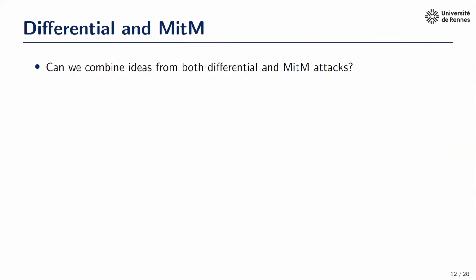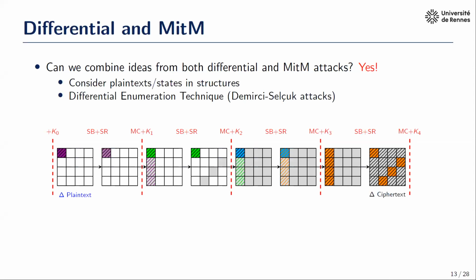So can we combine both differential attacks and meet-in-the-middle attacks? Of course, the answer is yes. And actually, this was done many times in many attacks. For instance, for many meet-in-the-middle attacks, it's common to assume that the difference on some bytes or nibbles is 0, because in this case some values will have fewer possibilities, and it reduces the complexity of the attack.